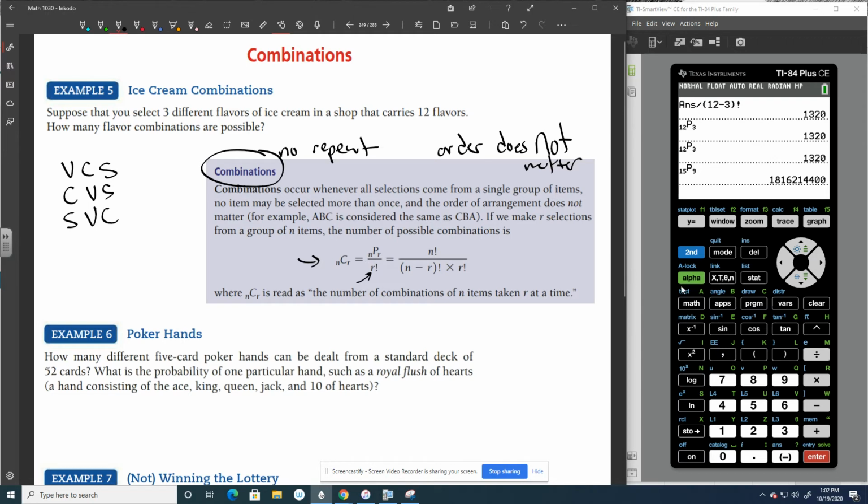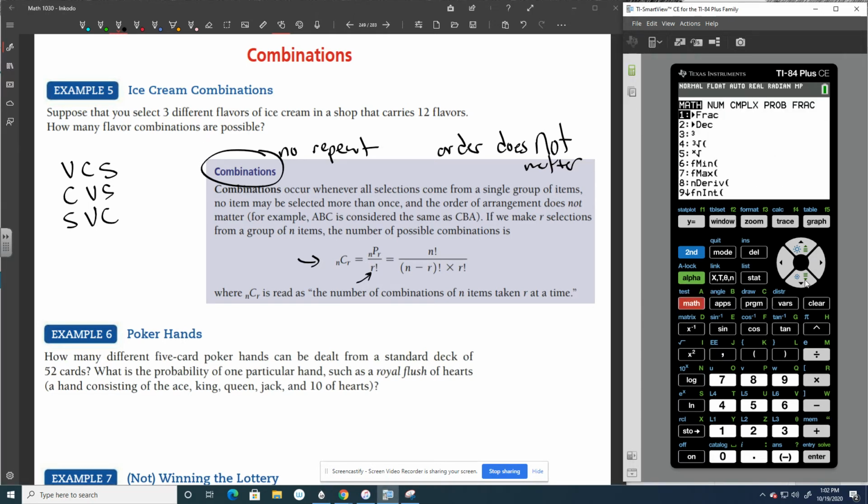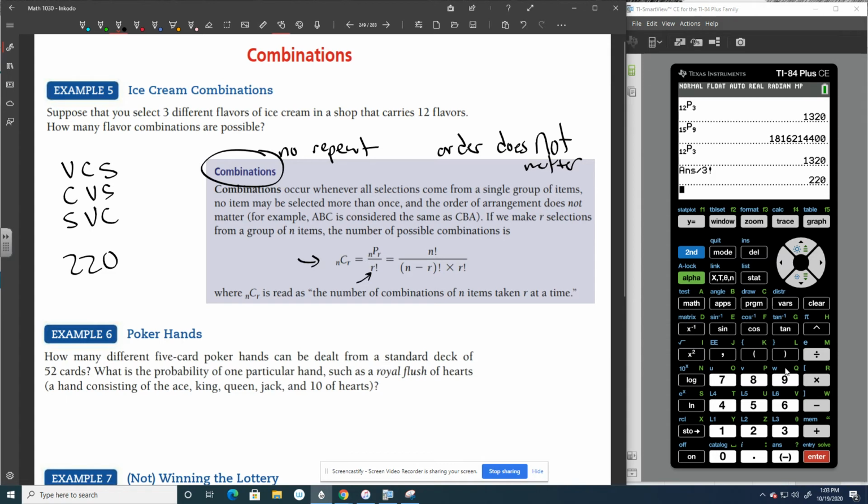So if I did my nPr for this case, I've got 12 flavors of ice cream. And I'm going to do the nPr, and I'm choosing 3 flavors. But it doesn't matter the order I choose them in. So I would divide that by r factorial, which is just 3 factorial. So I would get 220 different combinations of ice cream because the order doesn't matter.